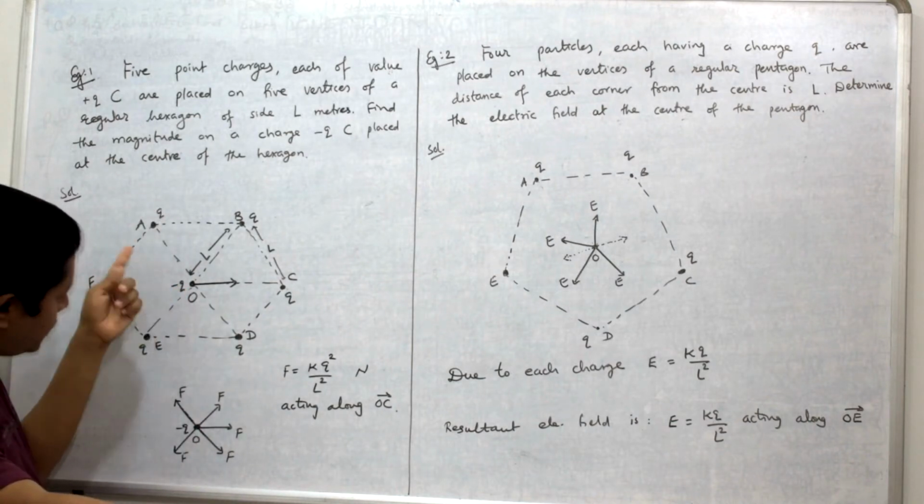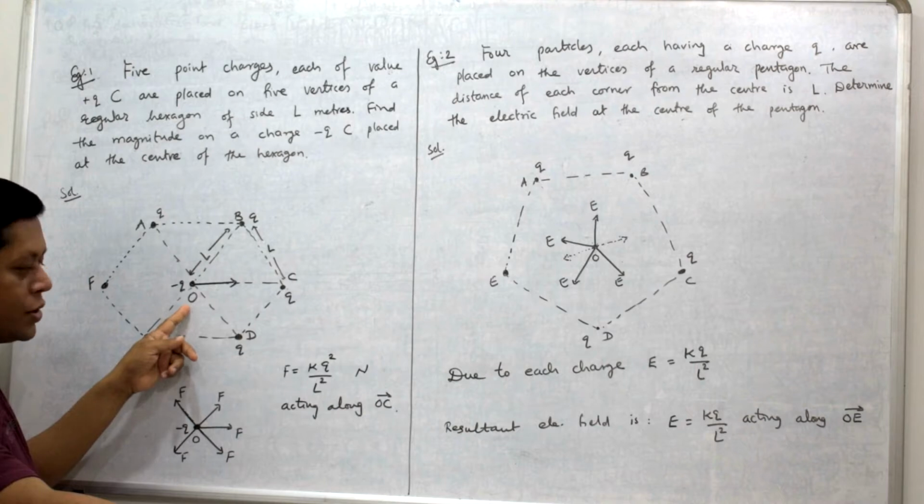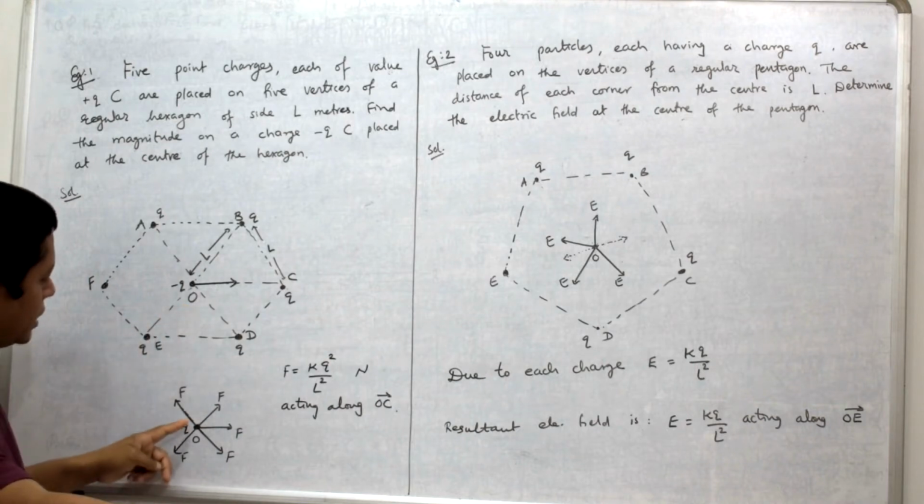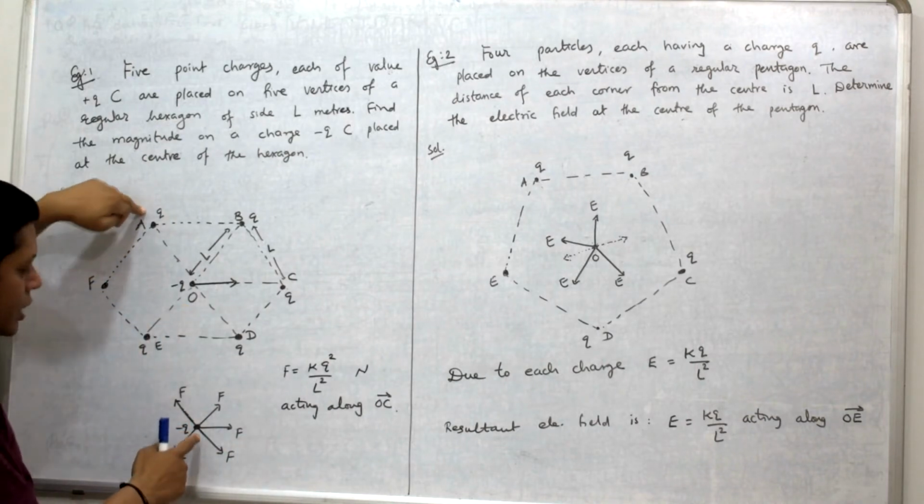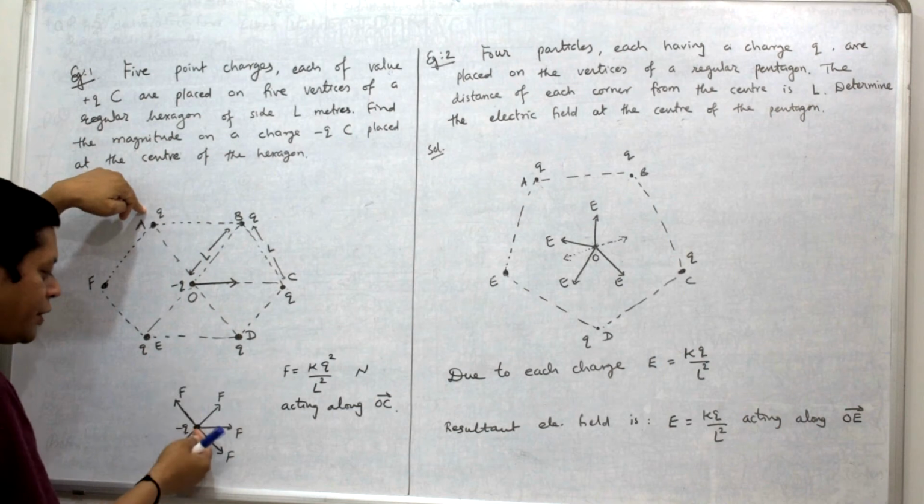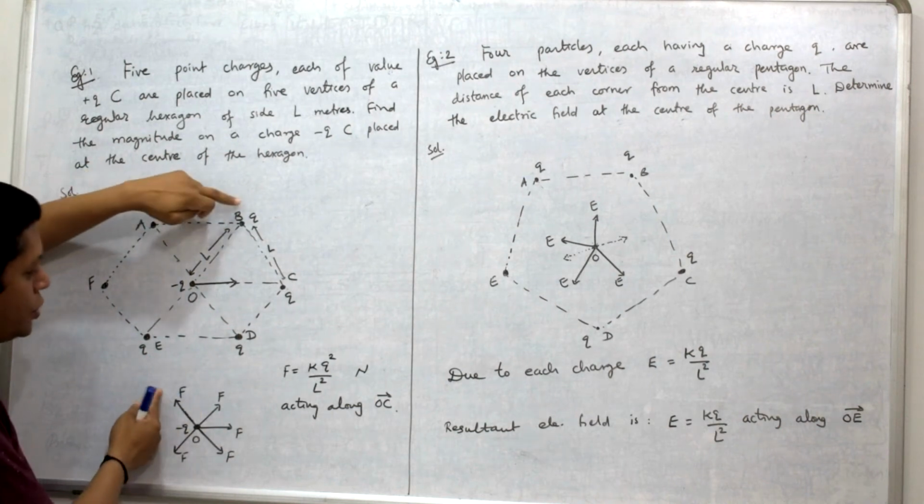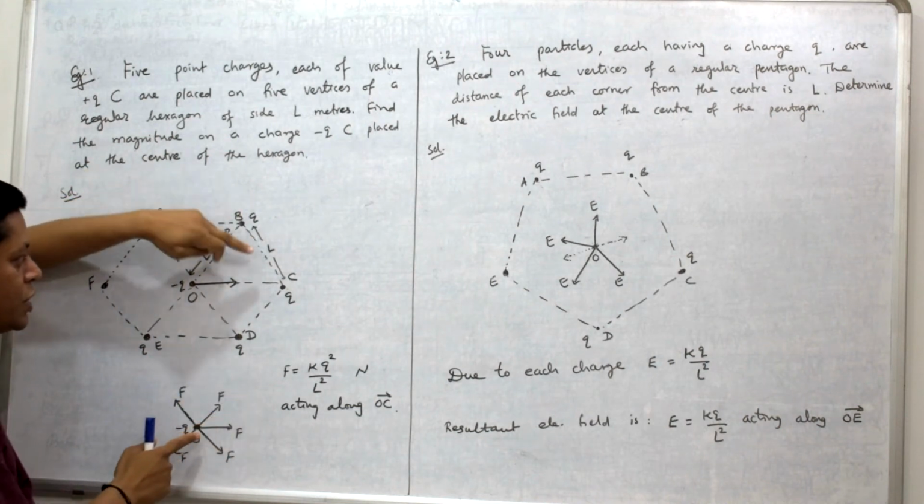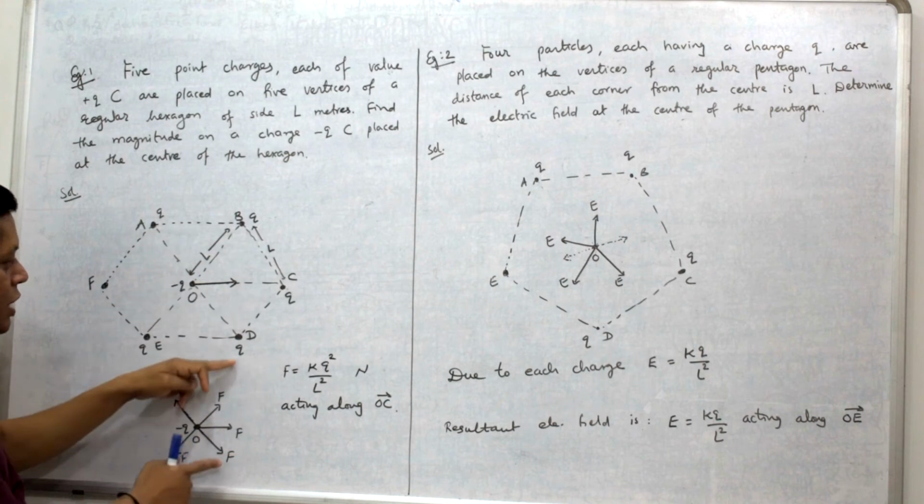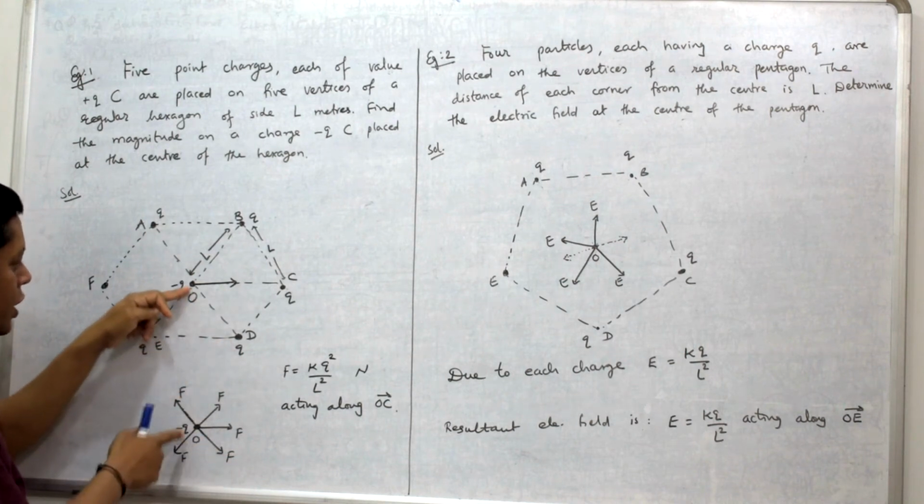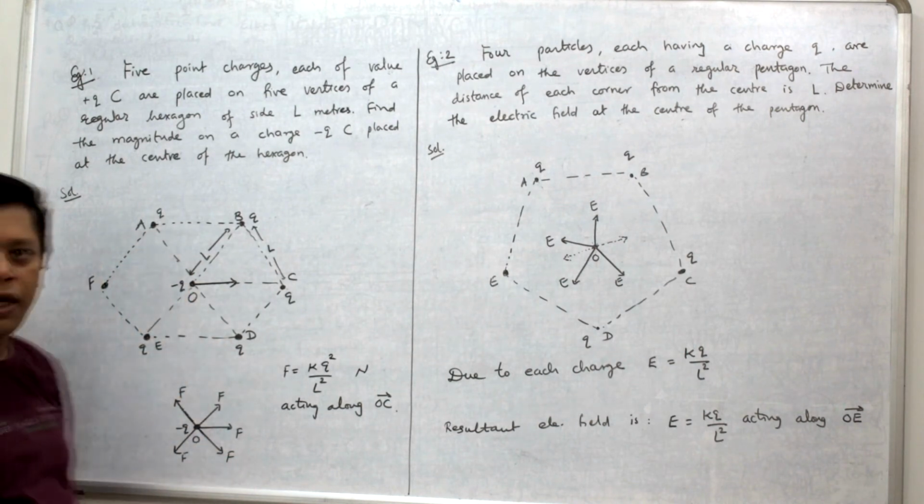So, the various forces which are acting on charge O: due to charge A, which is positive, and O being negative, it is an attractive force acting towards A. Due to charge B, it is acting towards B. Due to charge C, towards C. Due to charge D, towards D. Due to charge E, towards E.